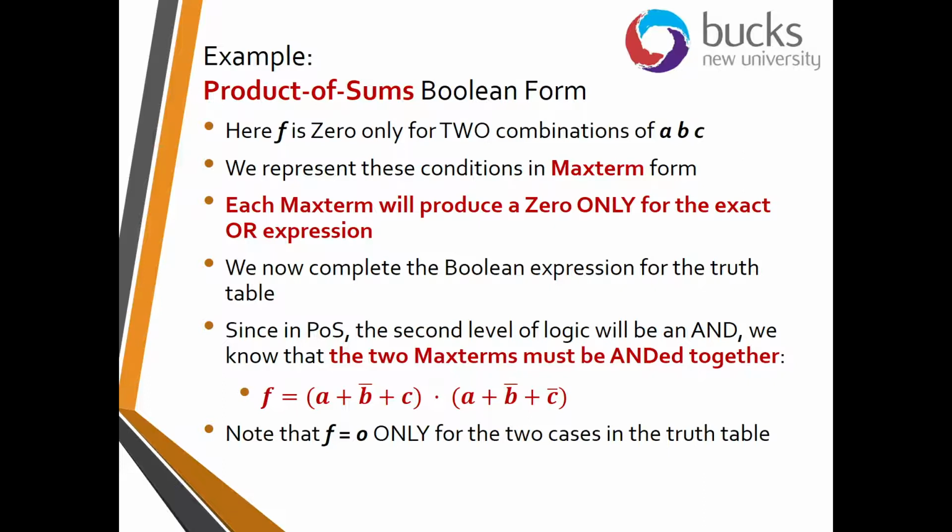Note that F equals 0 only for the two cases in the truth table. So those two max terms are the only time, if we built this circuit, that we're going to get a 0 output, no light on our little LED in the multimedia logic. That is going to be when we get the 0, 1, 0 combination, or we get 0, 1, 1. Those are the only two inputs that we're going to get no light on our little LED for.